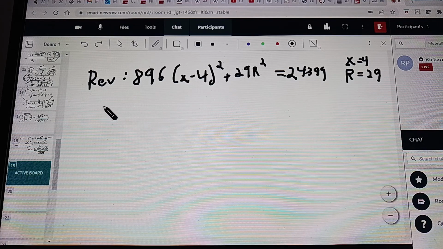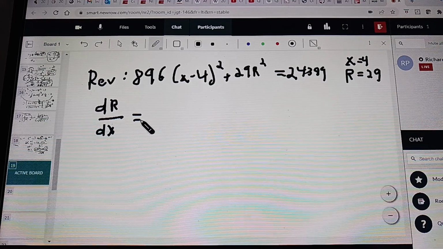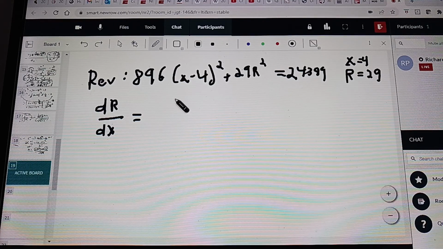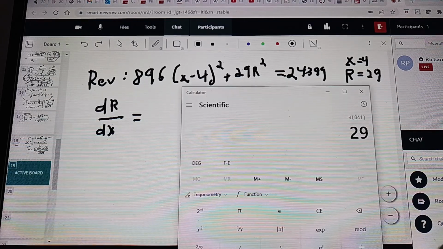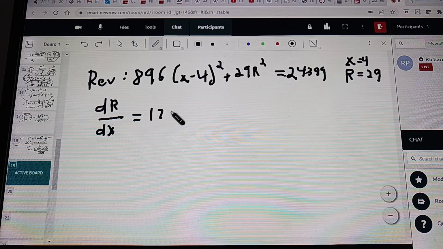So now the derivative of revenue with respect to x. Anytime I get to an x part, I'll just do the derivative normally, but if I get to an r part, then I have to attach a dr over dx to it. So this part right here would be a chain rule, because there's a parenthesis right here. 2 times 896, 1792, times the base, decrease the exponent by 1, and then the derivative of the inside, luckily that's just 1 though.